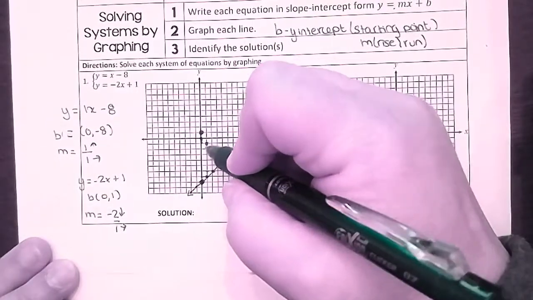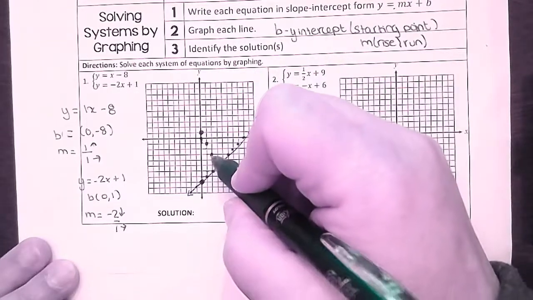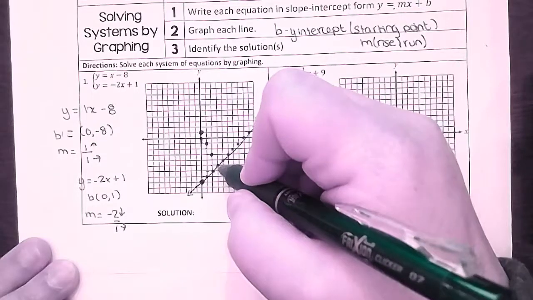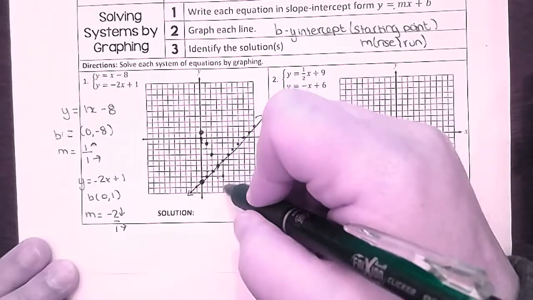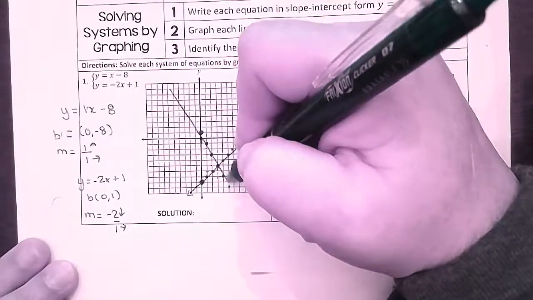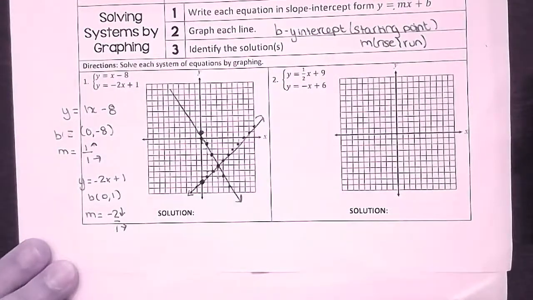And I keep repeating the process until I intersect my line. So I go down 2 over 1, and look, right there I intersect at this point. So I'm going to continue it on for a couple more points, and then I can just connect them with a line. And then my solution is this point right here where these two lines intersect.